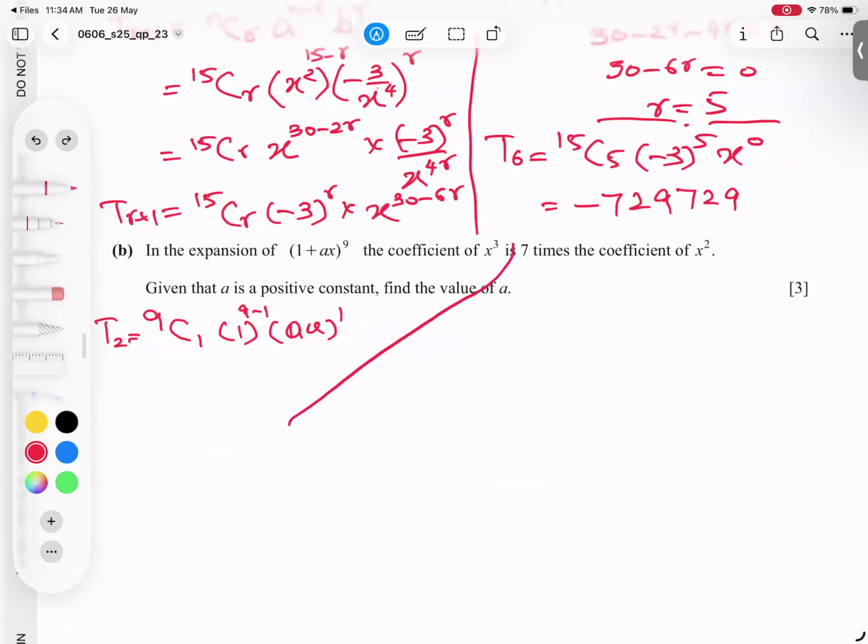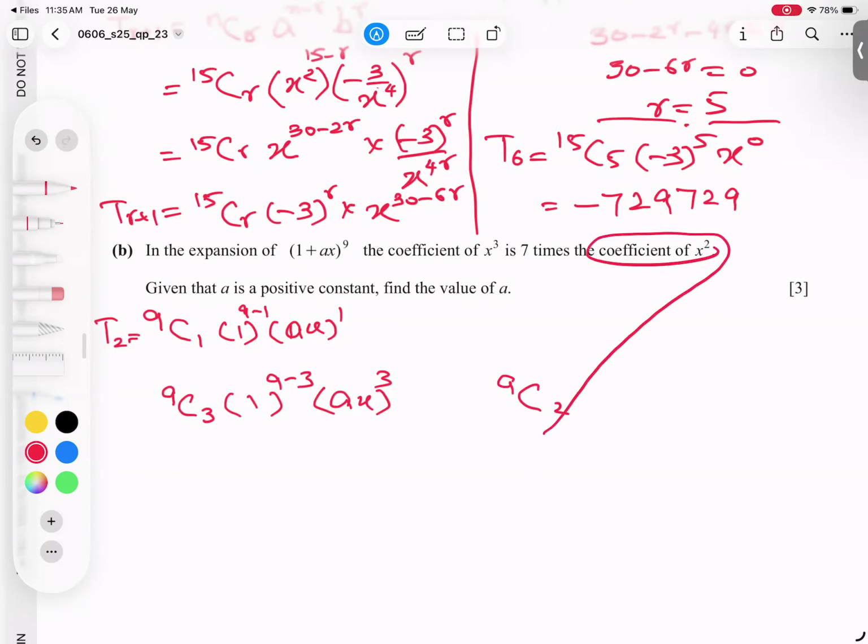So I need x cube and x square. So it means x square means I need how to get x cube. X cube means 9 and this number same always. So 9C3 and 9C2 because he said second.